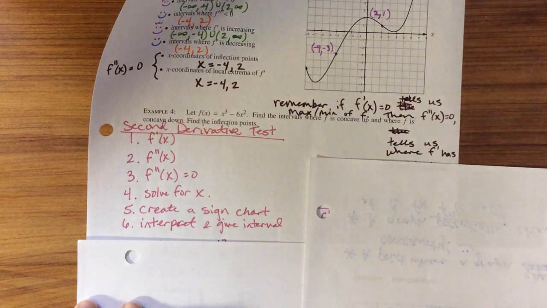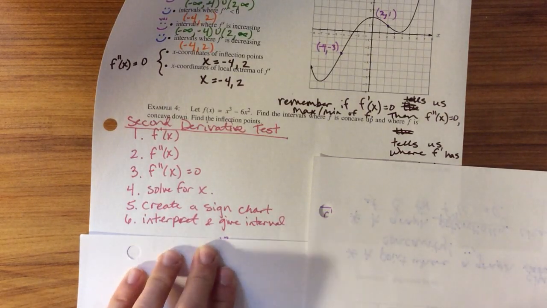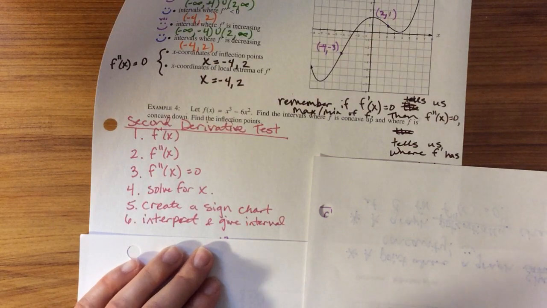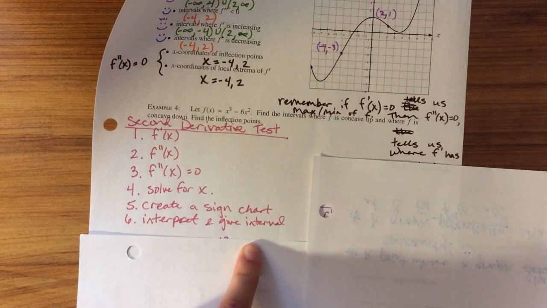Okay, so I had to move location, so the lighting's not the best. I apologize, but anyway, back to the second derivative test. So, step 6, interpret and give the intervals.